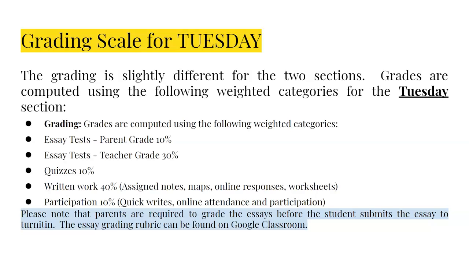The two courses, or rather the same course but two sections, don't really differ that much. There is a small difference in the grading scale. For the Tuesday college prep class, note that the essay tests, which make up 40% of your grade, are broken down into the parent grade of the essay test and the teacher grade. So the parents are actually required to grade the essays before the student uploads that essay to the Turnitin site. So every essay actually gets two grades, a teacher grade and a parent grade.